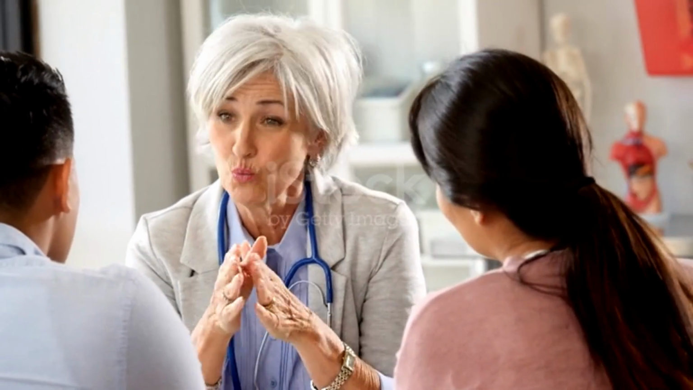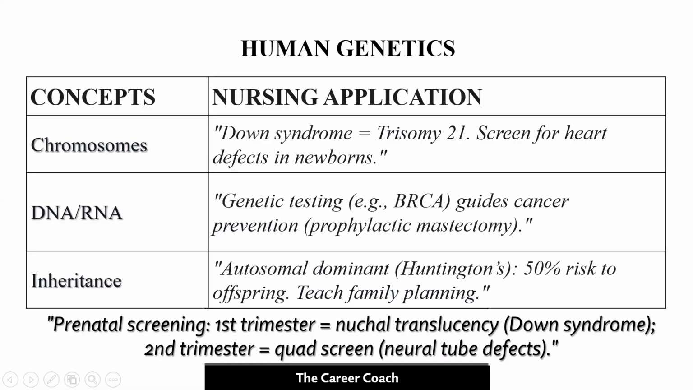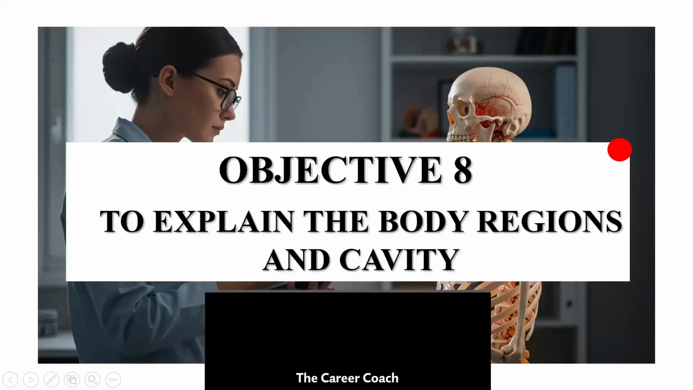There are some basic prenatal screenings that must be done at the right time. For instance, in the first trimester, nuchal translucency can be done in order to diagnose Down syndrome. During the second trimester, quad screening can be done in order to detect neural tube defects.